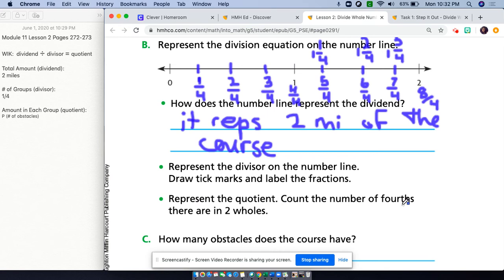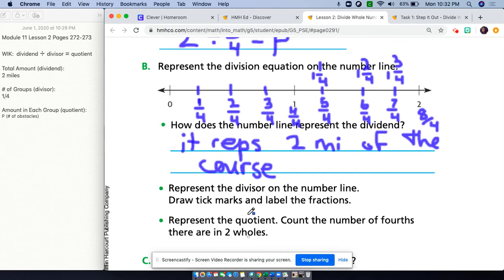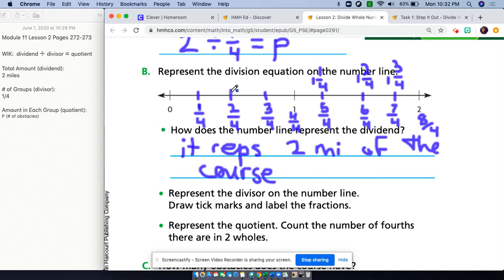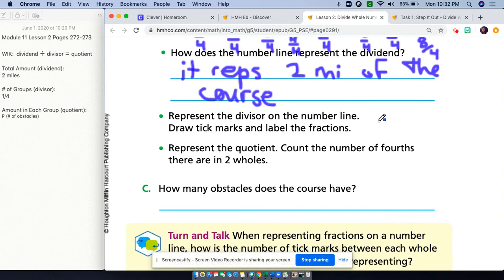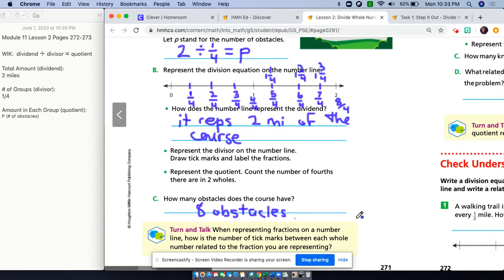I count the number of fourths that there are in the 2 whole miles. So there's 1, 2, 3, 4, 5, 6, 7, 8. How many obstacles does the course have? 8 obstacles, because that is how I represent the quotient in the picture. I count the number of tick marks that were made to represent every quarter or fourth mile. So there are 8 obstacles.